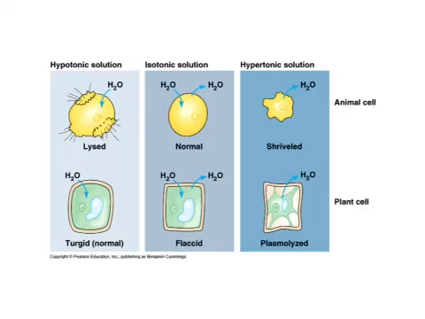The key here is that there's at least two different kinds of cells, and the two kinds that everybody always likes to talk about are the plant cell and the animal cell. The animal cell has just the membrane. There's no cell wall. The plant cell has a cell wall. Well, that cell wall actually makes a big difference.